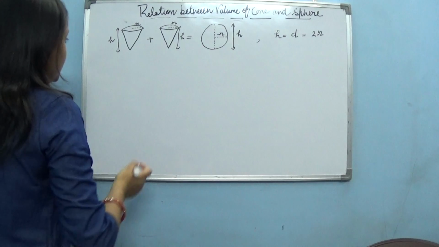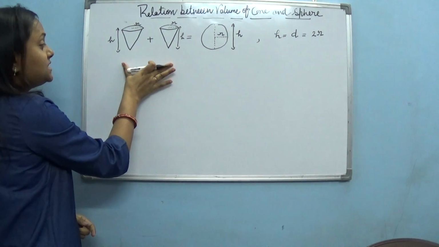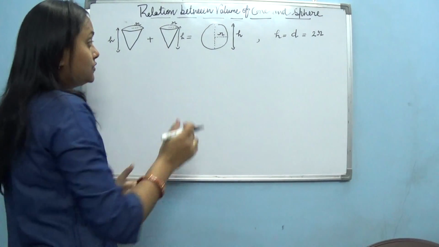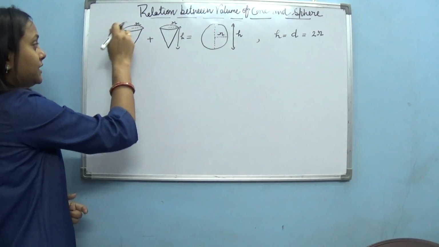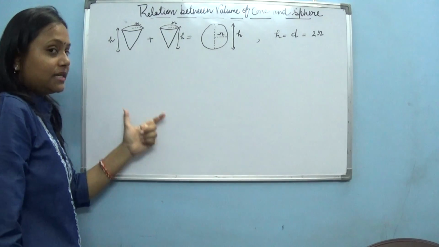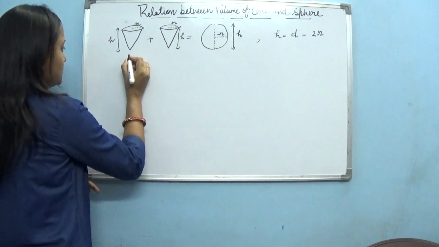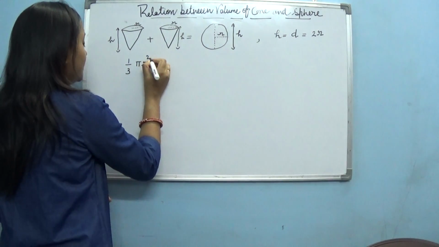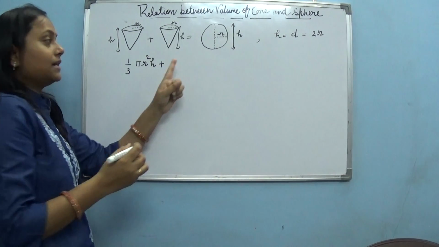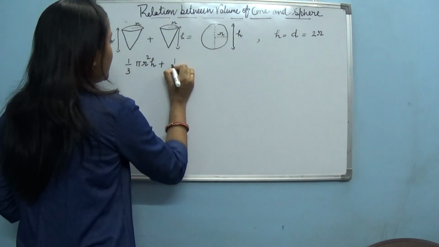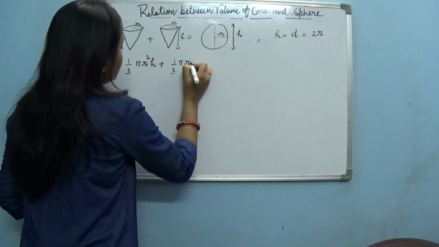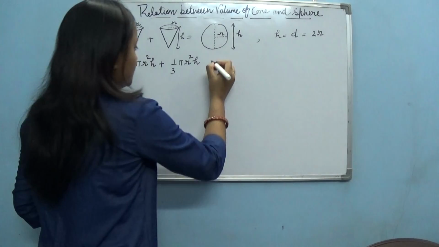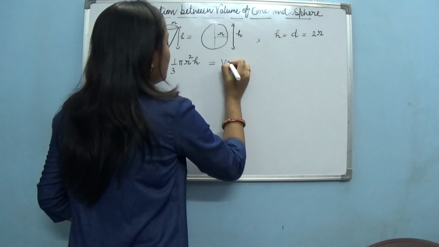Now we can say the capacity of these two cones is equal to the capacity of this sphere. All of you know that the capacity of a cone is 1 upon 3 pi r square h. So write down here 1 upon 3 pi r square h, plus the capacity of this cone will also be 1 upon 3 pi r square h, where r and h are radius and height respectively, equal to the volume of the sphere.